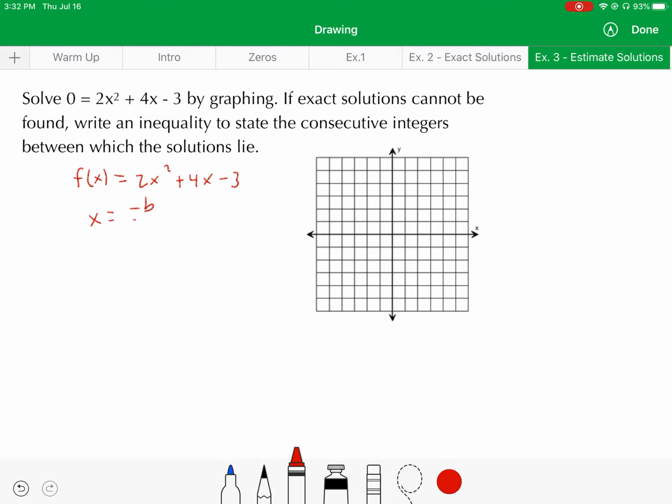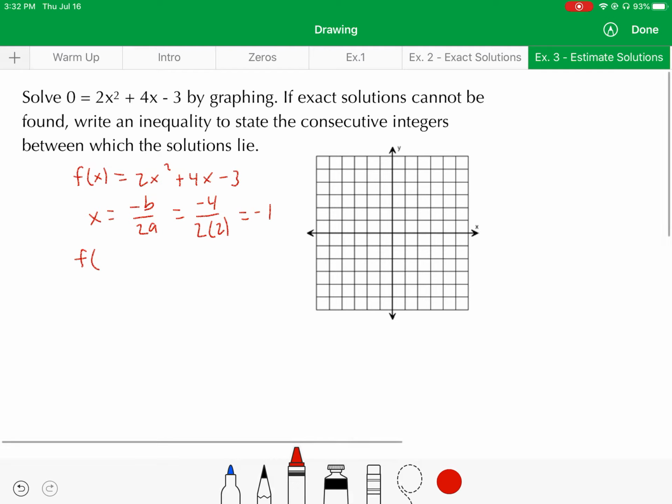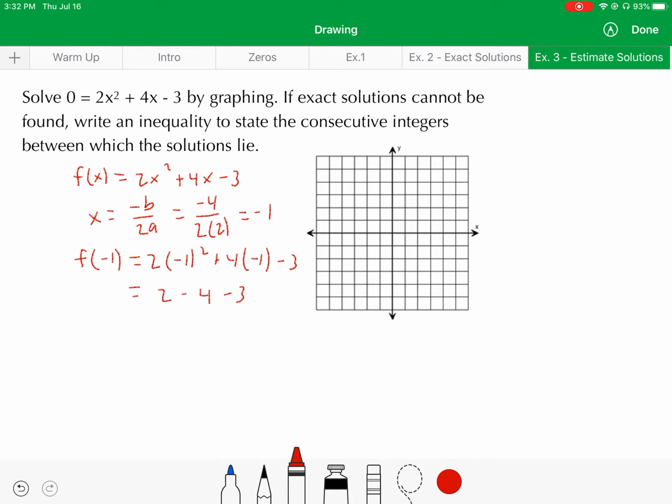x equals negative b over 2a to start, which would be negative 4 over 2 times 2, which is negative 1. Then I'll evaluate the function at negative 1. It'd be 2 minus 4 minus 3, which is negative 5. So my vertex is the point (negative 1, negative 5). How about I plot that?